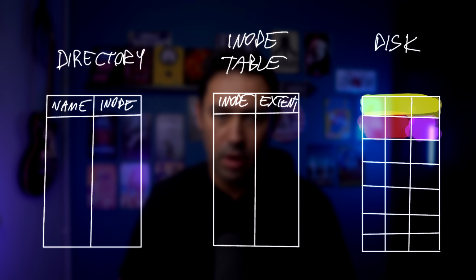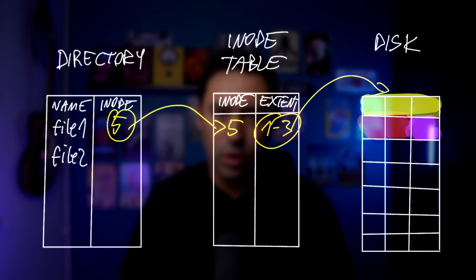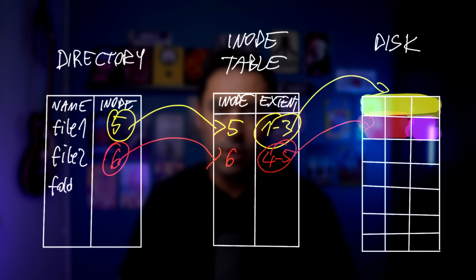For example, file 1 has inode number 5. In the inode table, there is a mapping that an object with inode 5 is stored under disk blocks from 1 to 3. Next, file 2 has inode number 6, and in the inode table, the entry points to blocks 4 and 5 on the disk. The folder 1 directory has inode 7, and in the inode table, it points to block 6 on disk.